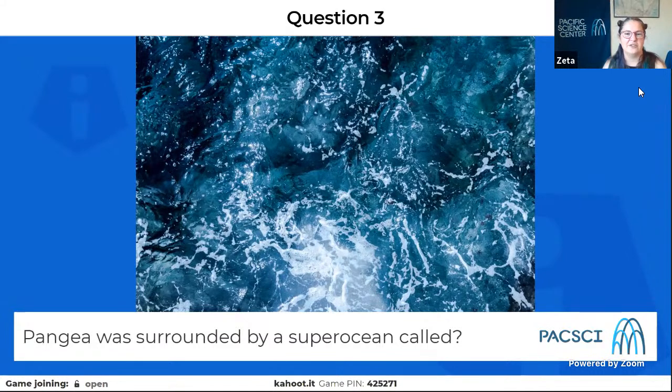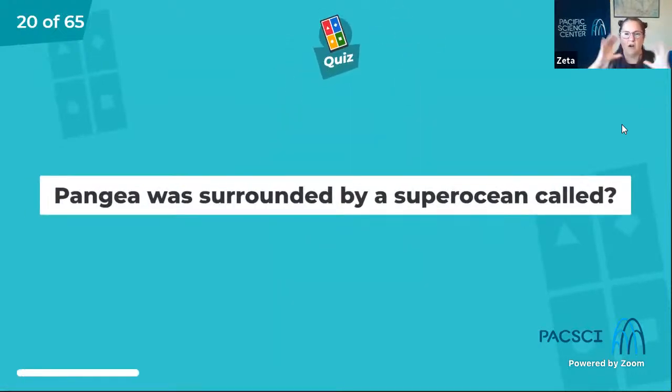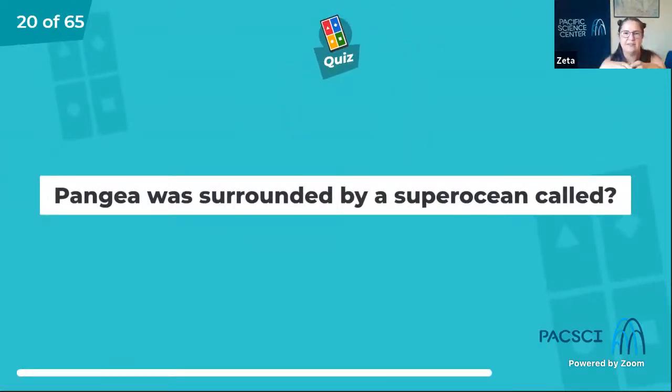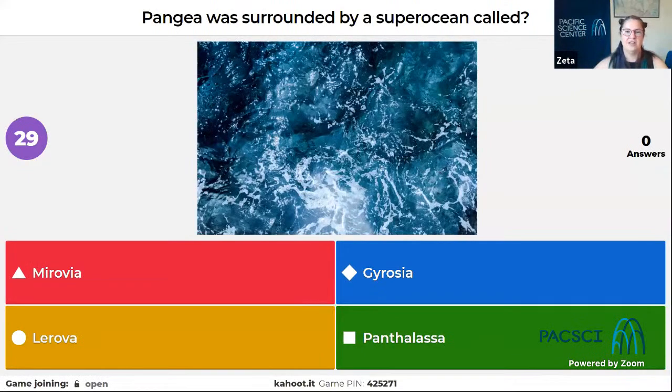Pangaea was surrounded by a super ocean called what? Pangaea being the landmass previously on Earth, all land was one giant supercontinent surrounded by a super ocean called Merovia, Gyrosia, Larovia, or Panthalassa. What is the name of that super ocean?